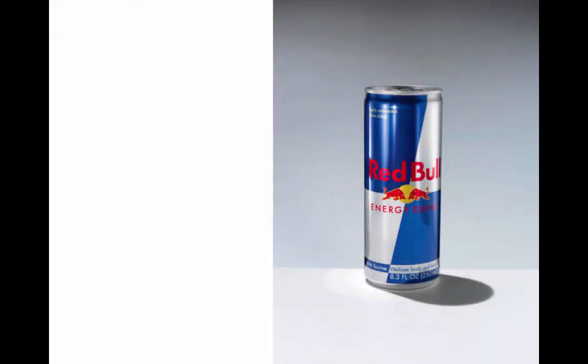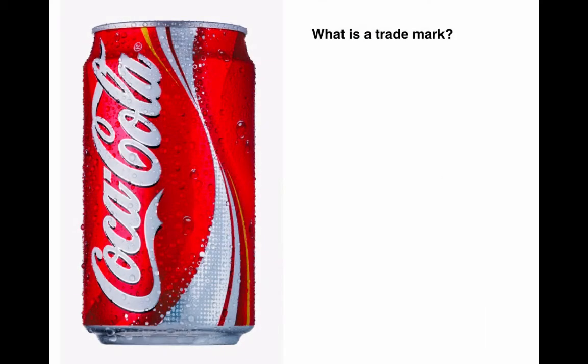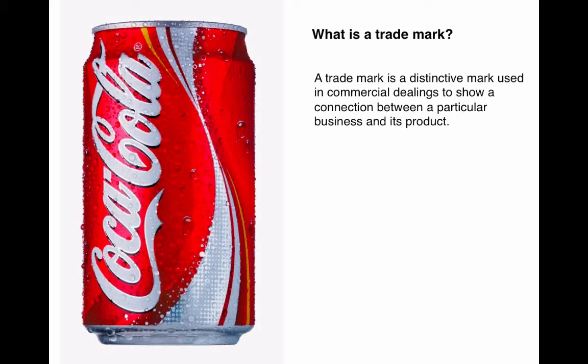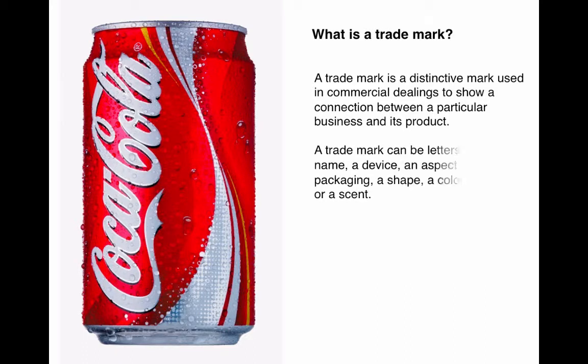Trademarks. In this short video we will look at the rules regulating and protecting the use of trademarks. An example of a trademark is the distinctive name of a soft drink and the logo on the can of soft drink. A trademark is a distinctive mark used in commercial dealings to show a connection between a particular business and its product. It is a way for a business to distinguish its products from those of its competitors.